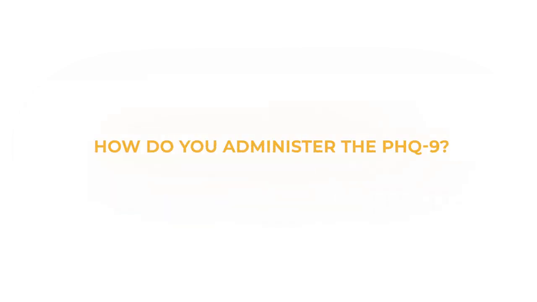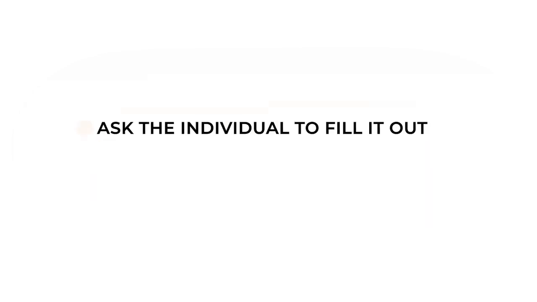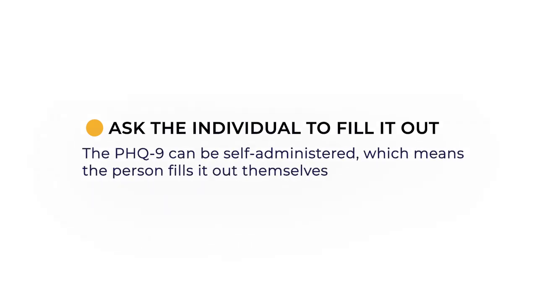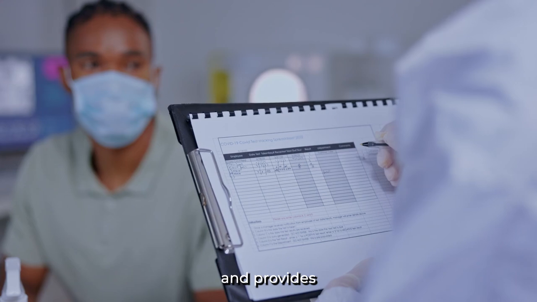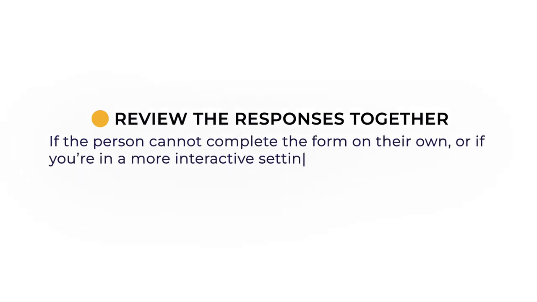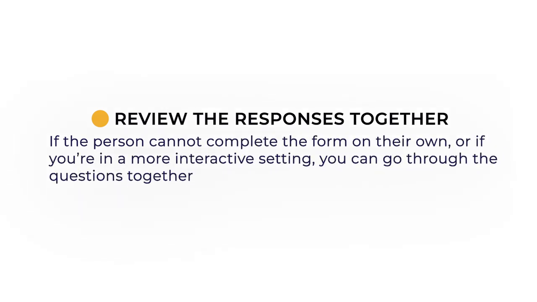How do you administer the PHQ-9? 1. Ask the individual to fill it out. The PHQ-9 can be self-administered, which means the person fills it out themselves. This can feel less intimidating than a face-to-face interview and provides more accurate responses. 2. Review the responses together. If the person cannot complete the form on their own, or if you're in a more interactive setting, you can go through the questions together. Afterward, discuss the answers and calculate the total score.